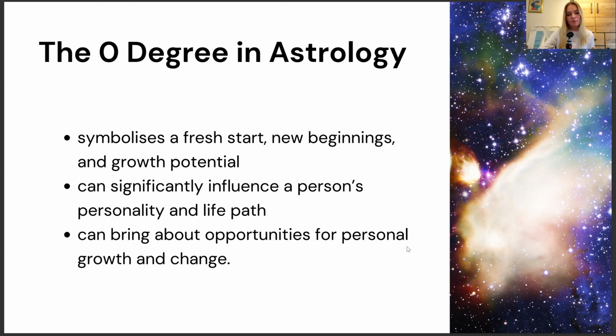more specifically. Now here, the position of a planet at 0 degree in a natal chart can significantly influence a person's personality and life path as well. So it can indicate a strong emphasis on the qualities of the sign at that degree. So here, planets at 0 degrees may amplify certain traits, or perhaps bring about some transformative experiences throughout life.